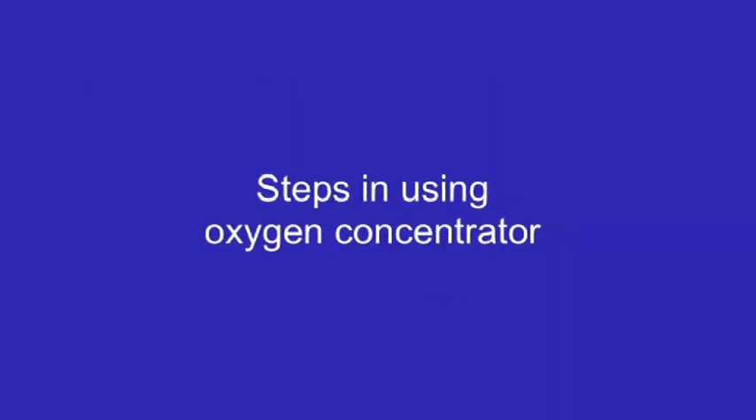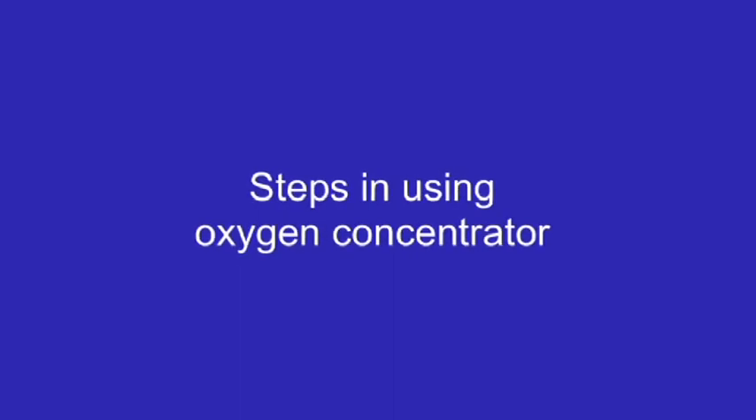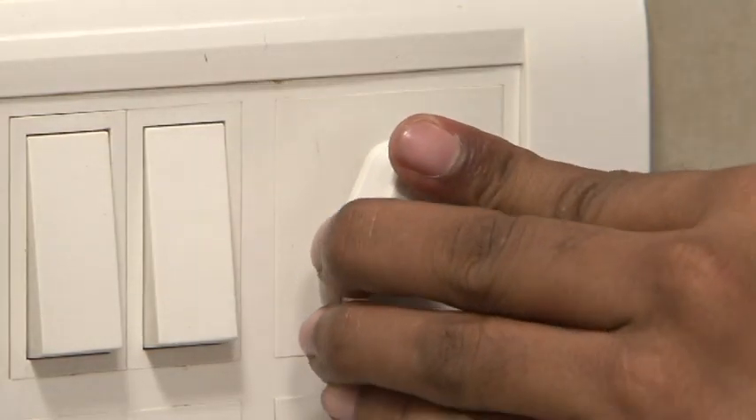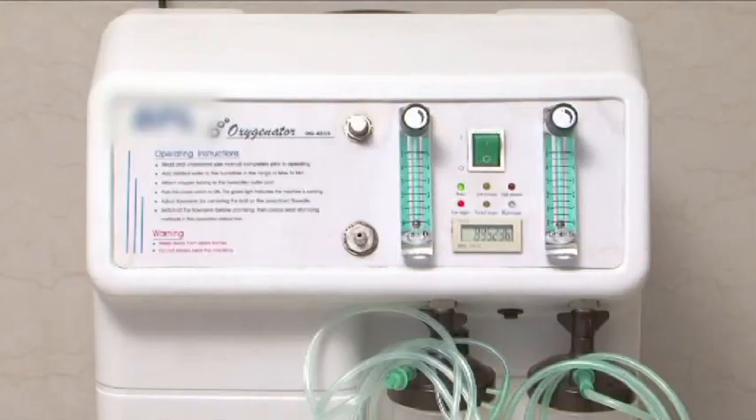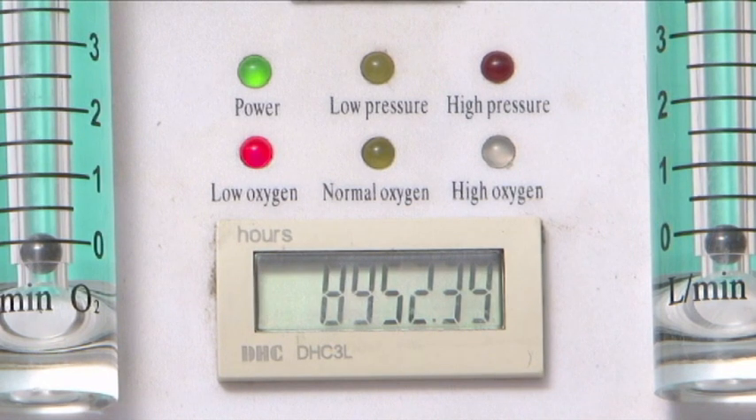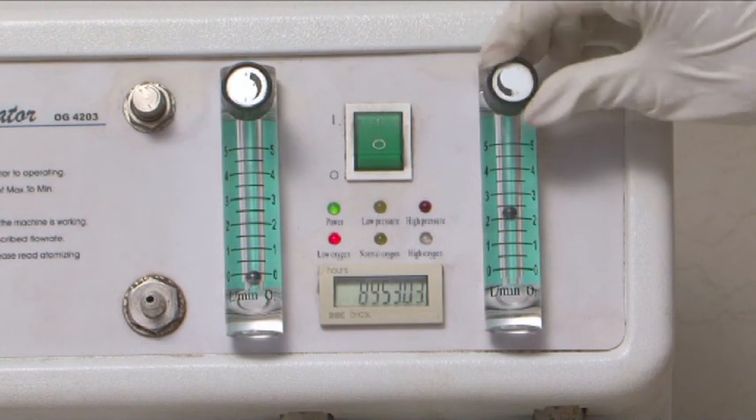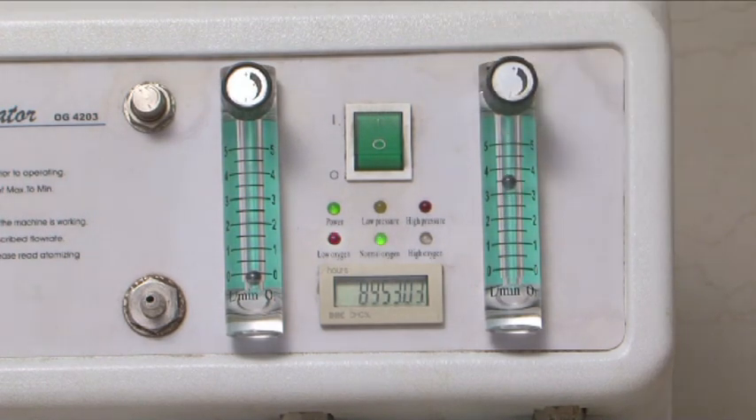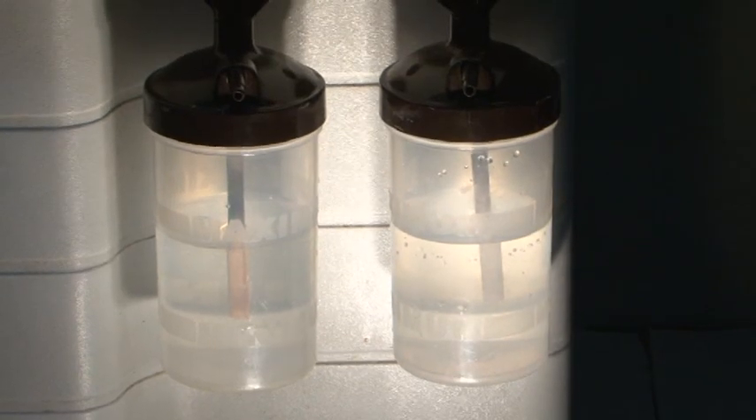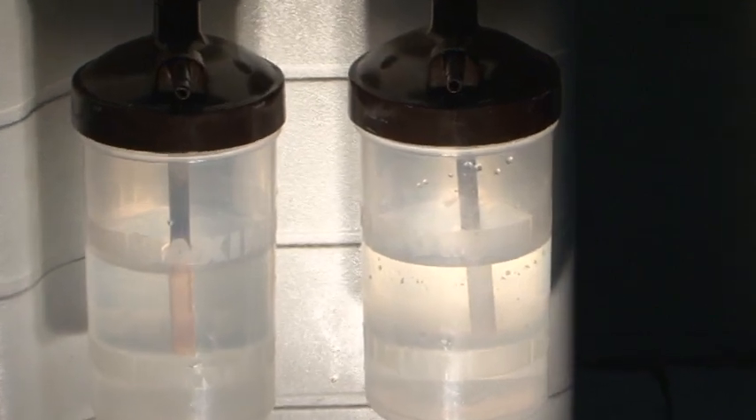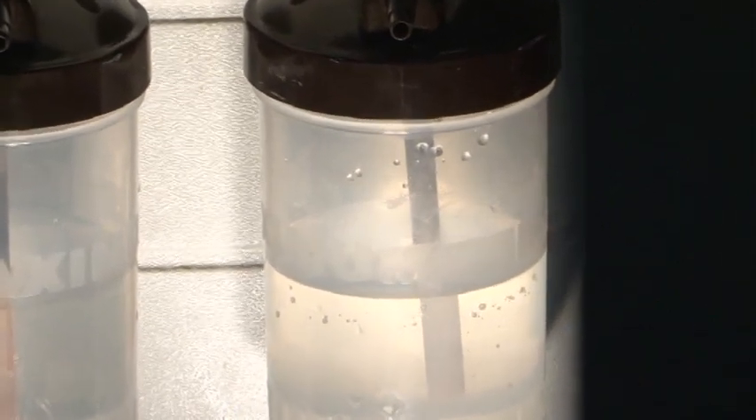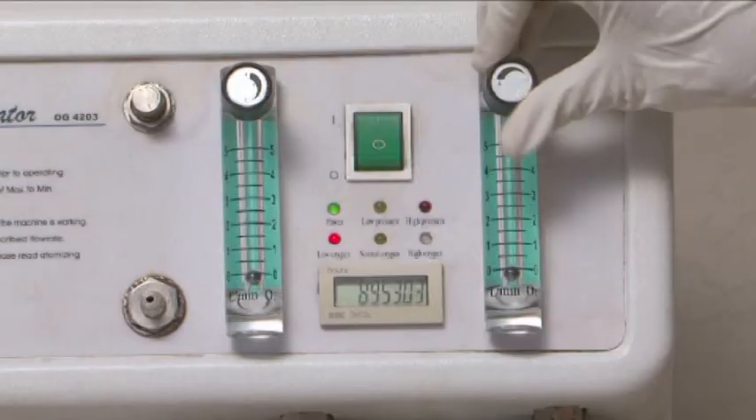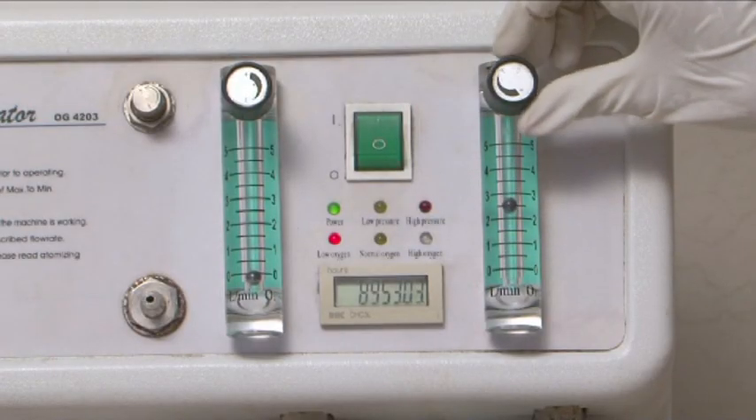Steps in using oxygen concentrator. Plug in the power supply cable. Switch on the concentrator. Once the concentrator is on, red light will come up. The red light will be on till the desired concentration of oxygen is achieved. Check the distilled water level in humidifying jar and ensure that it is up to the required mark. Adjust the oxygen flow as required.